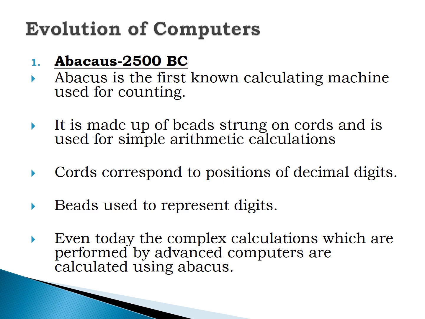Evolution of computers. Abacus, in the year 2500 BC. Abacus is the first known calculating machine used for counting. It is made up of beads on cords and it is used for simple arithmetical calculations. Cords correspond to the position of decimal digits, and beads are used to represent digits.